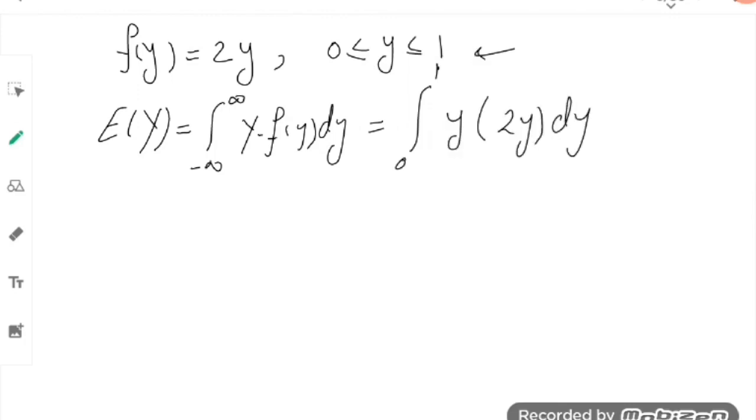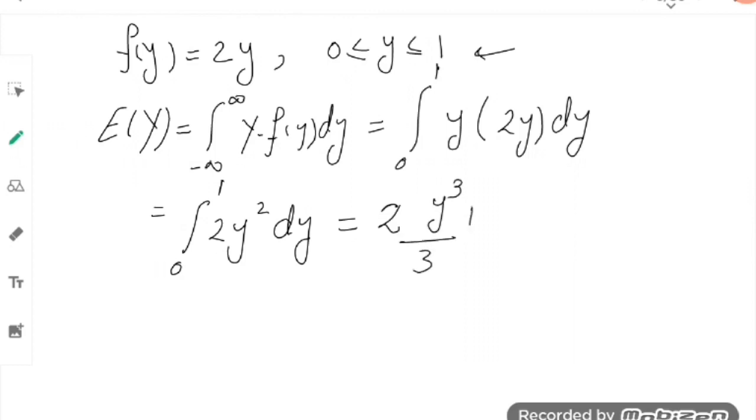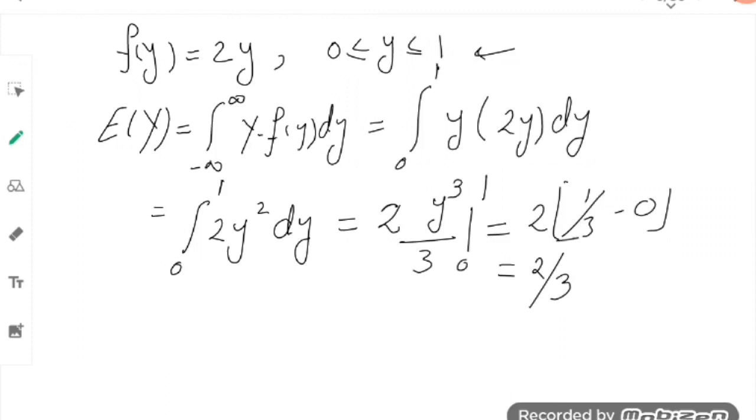Then we have the integration of 2y to the power 2 dy, computed from 0 to 1. This will be 2 times the integration of y to the power 2. This will be y to the power 3 divided by 3, and then substitute from 0 to 1. This will be 1/3 minus 0. So the expected value is 2/3. This is the expectation, 2/3 proportion.